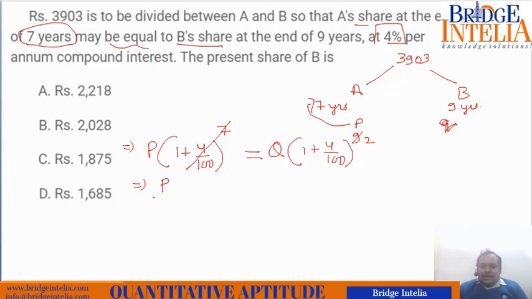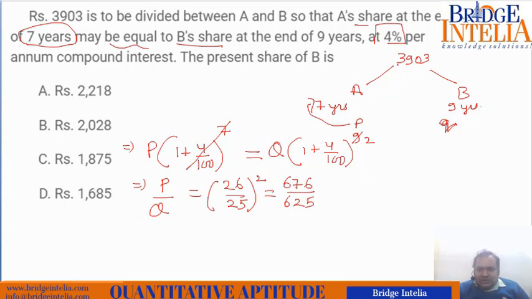So from here P by Q is equal to 104 by 100, which is equal to (26/25) whole square, which is equal to 676 by 625. So now you have to basically distribute 3903 in this ratio. Ratio is P by Q. So let's do that.